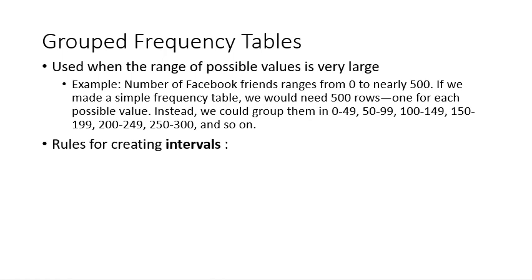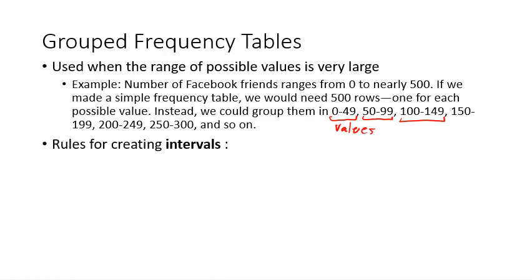So instead of doing that, we focus on some groups. In this case, I elected to make groups with about 50 in each, and so I made 0 to 49, so I'll put all the people who have 0 to 49 friends in one, 50 to 99, 100 to 149, and so forth. And this saves us a lot of space because now our values become these intervals.